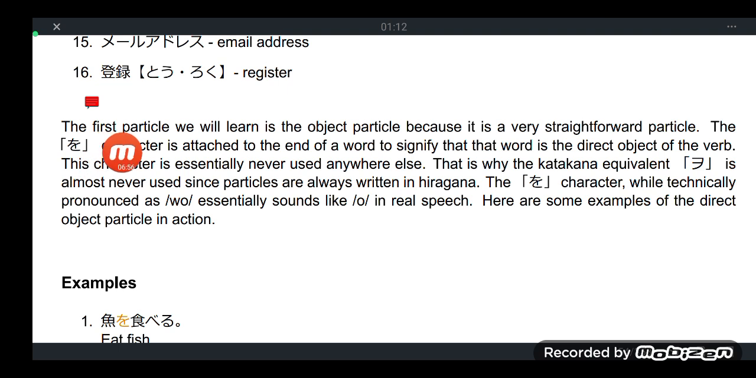Okay, the first particle is the wo. It's very straightforward. It is commonly paired with a transitive verb, and for wo you always use the hiragana. Although it is written wo, in speech you should pronounce it as o, like the vowel o.